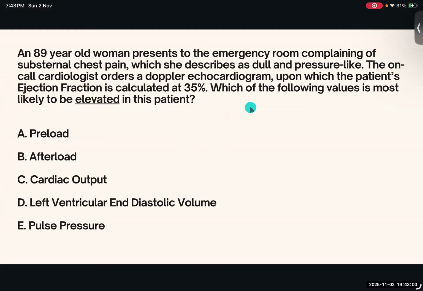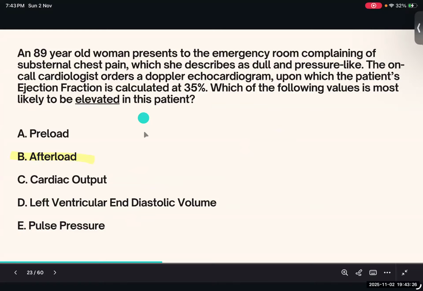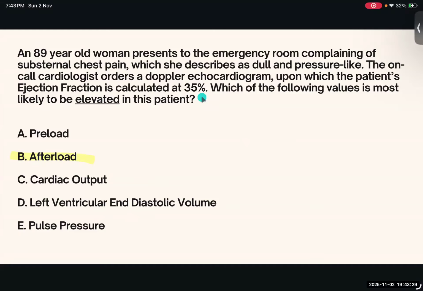So which of these is going to be elevated in this patient? The afterload, which decreases the stroke volume. Fantastic, mashallah. Okay, wonderful, wonderful answer. Why is it not preload? Increased preload would increase the stroke volume, not decrease it. Exactly, fantastic. And all the other answer choices are going to be very wrong because they don't have much to do with the end result of the ejection fraction. So, thank you very much.